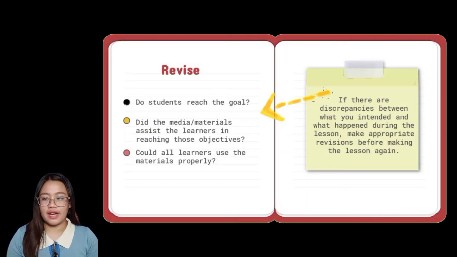Now, let's have the revise or the revision. There are also certain questions stated here in our presentation. Do students reach the goal? Did the media and materials assist the learners in reaching those objectives? And could all the learners use the materials properly? If there are discrepancies in these questions between what you intended and what happened during the lesson, this is the point where you could make a revision and exchange it with an appropriate one that is more suitable, and it could make your lesson plan better.